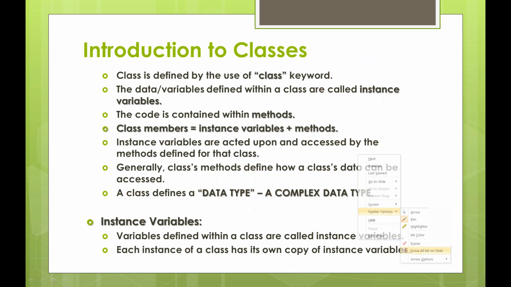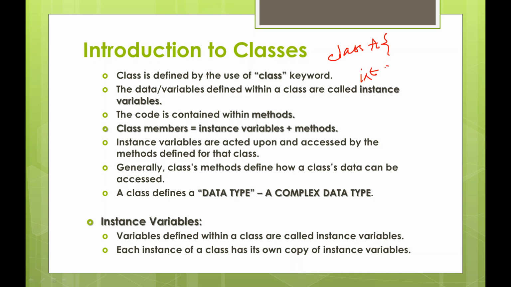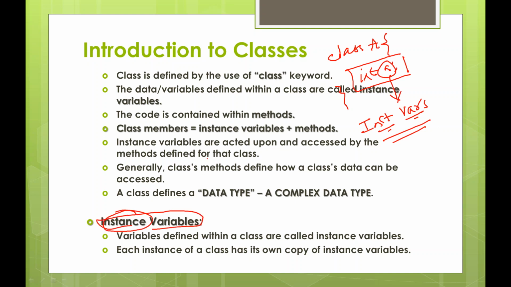But in case of class A with int A, we have not included this variable, that is A, inside any method. These are called instance variables. Why do we call this an instance variable? We will see what is meant by an instance and why we call these instance variables.